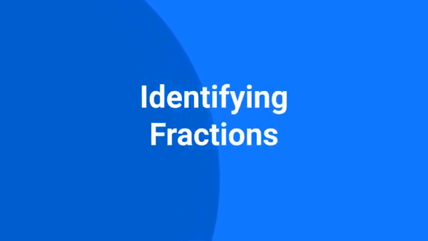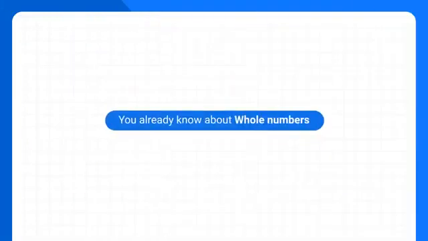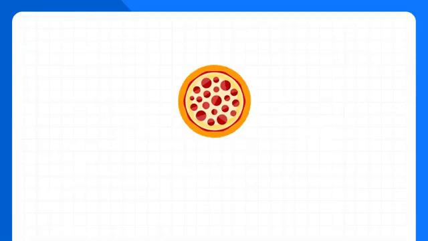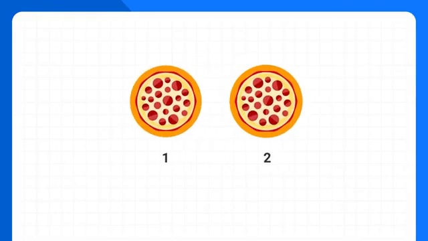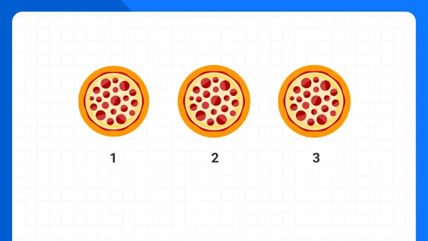Today, we're learning how to identify fractions. You probably already know all about whole numbers. For example, if you were at a pizza party, you might see that there's one pizza, maybe two pizzas, or maybe three pizzas on a table. You could say that there are 3 whole pizzas.